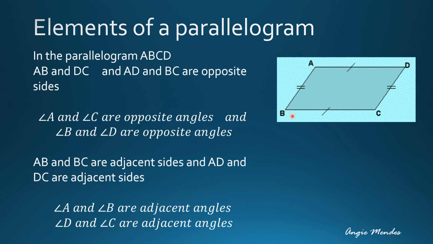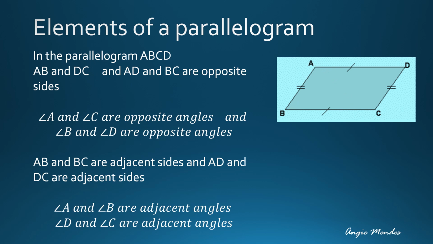AB and BC are adjacent sides and AD and DC are adjacent sides. Angle A and angle B are adjacent angles and angle D and angle C are adjacent angles. Adjacent angles are angles which lie on the same side of the transversal. So the elements of a parallelogram are opposite sides, opposite angles, adjacent sides and the adjacent angles.